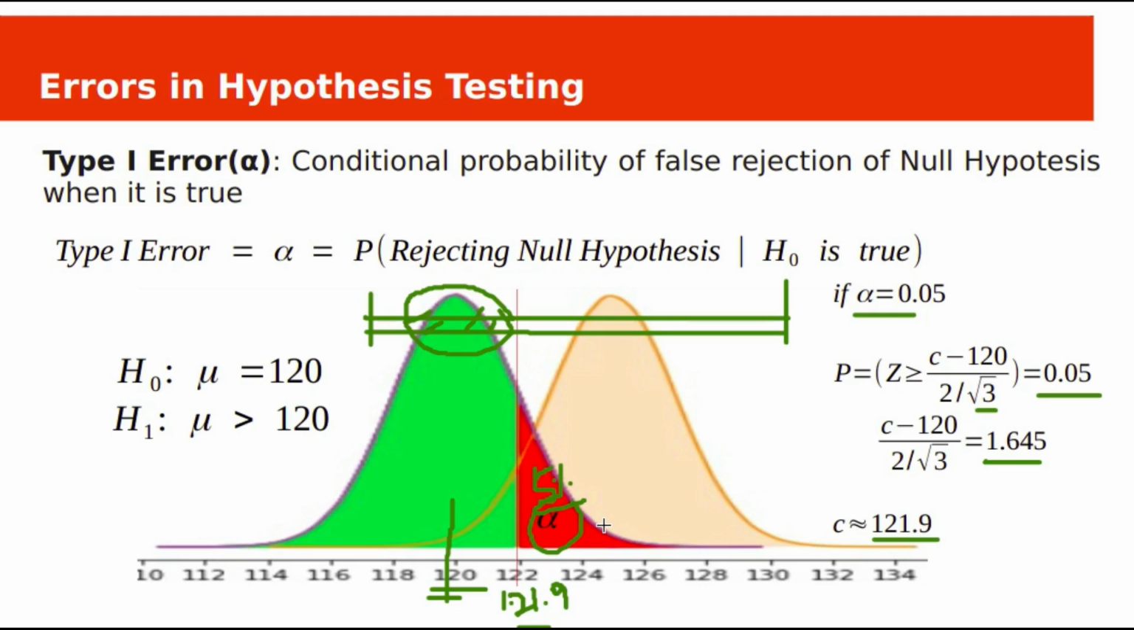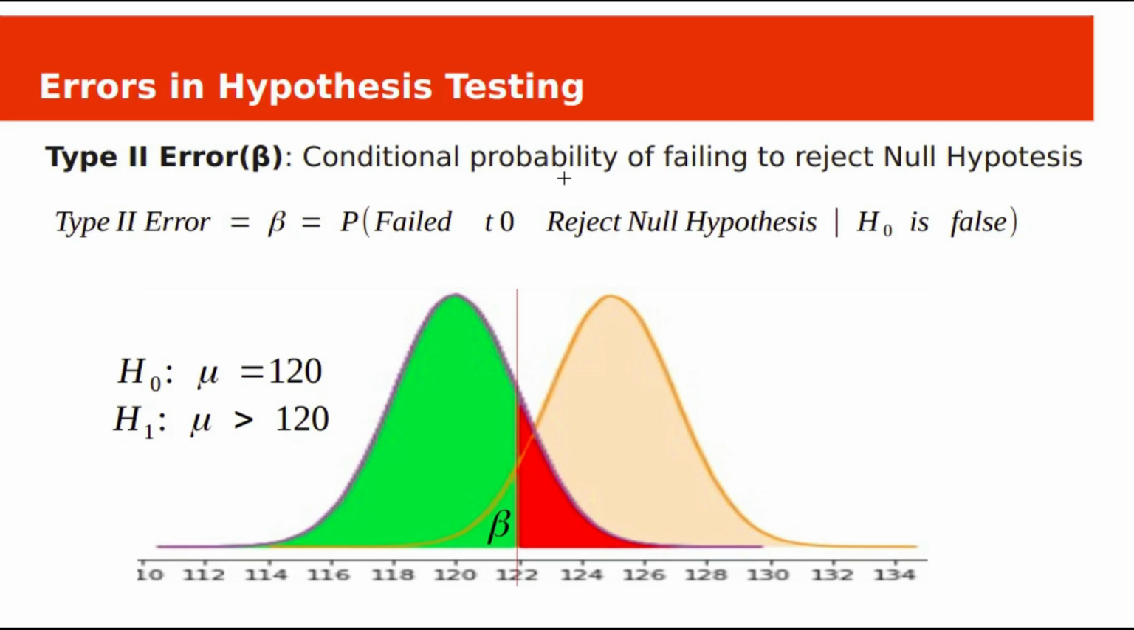If the traffic police do not want to falsely fine innocent drivers, alpha can be set to a smaller value, meaning this margin will be increased. So this critical value moves to here. Even if the sample mean falls in this region, they will not be fined.